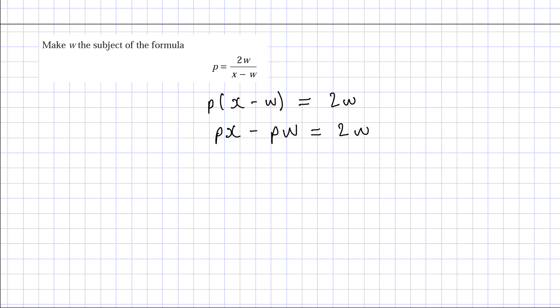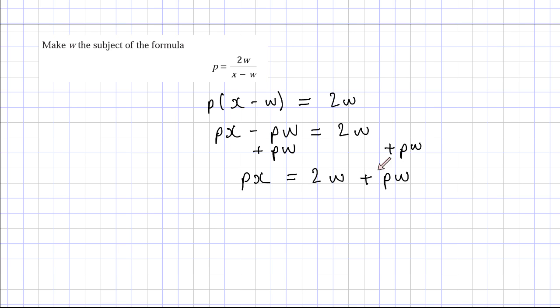Now I need the w's on one side, so I'm going to bring this over to this side by adding pw. So I'm going to have plus pw here, and I'm adding pw there. That leaves me with px is equal to 2w plus pw. Now again, like last time, I can't simplify these. I have 2w plus pw.